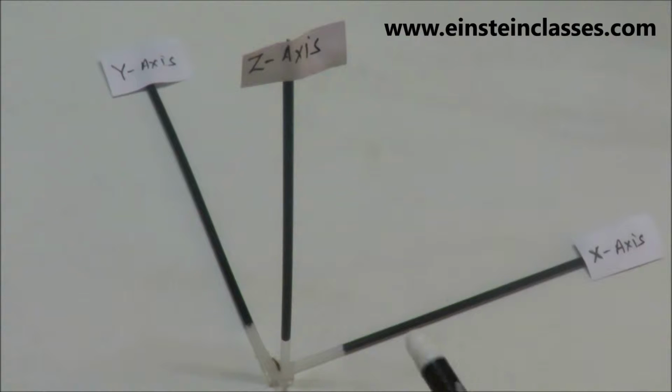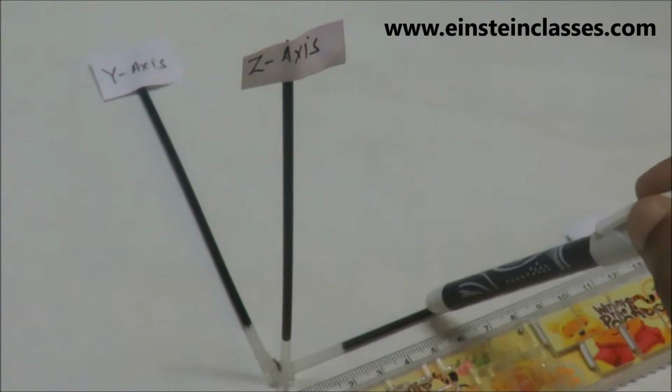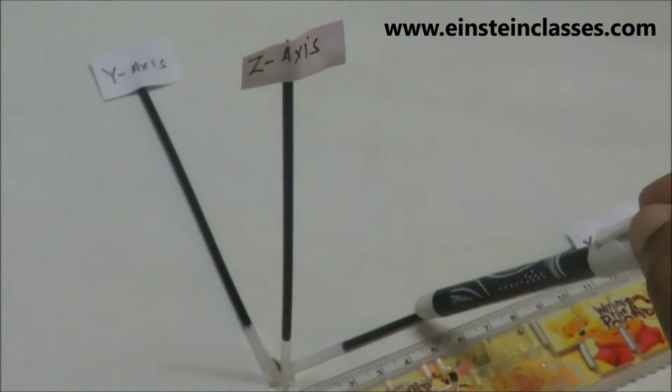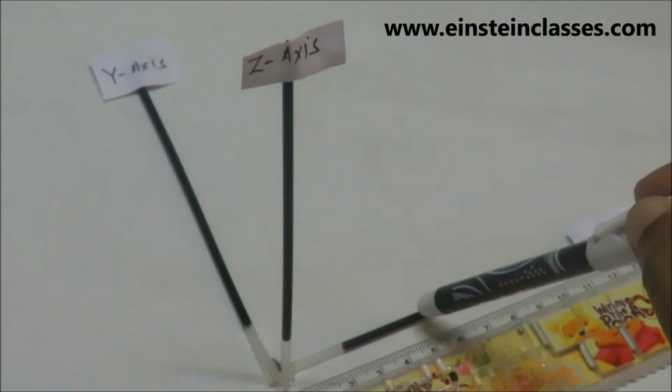Now take any point on the x-axis. Suppose I am taking this point, and this point is at a distance of 5 cm from the origin, and hence the coordinate of this point will be written as (5 cm, 0, 0).